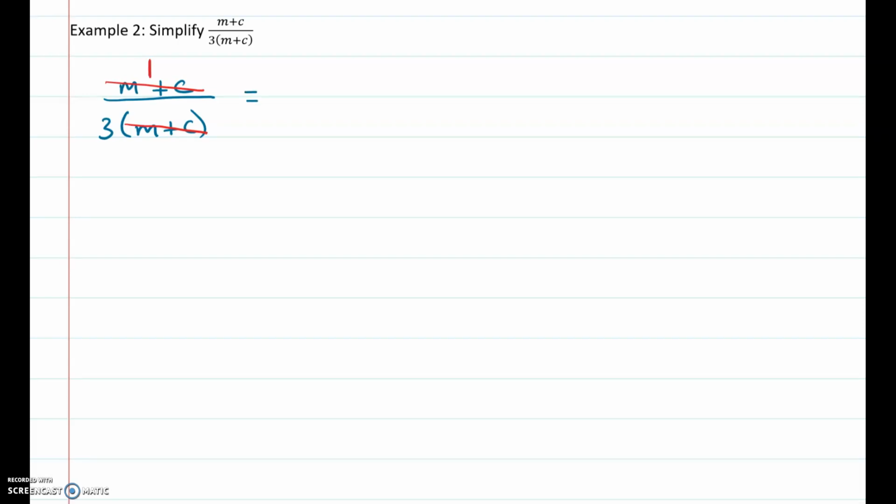So this is 1 on top, 3 on the bottom. So m plus c over 3 times m plus c is simplified as 1 over 3. That's all there is to this, but the 1 is very important.